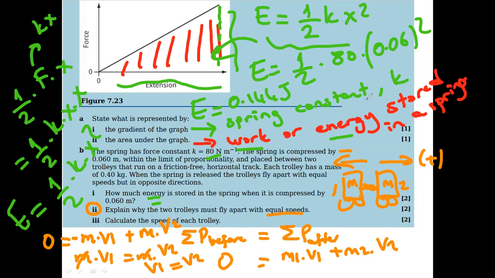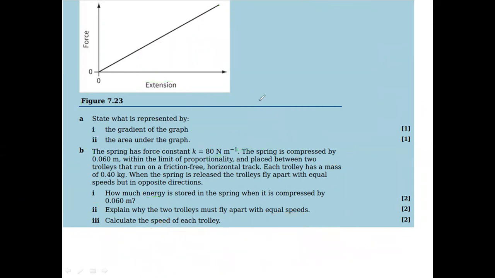Now we will do the last question. Let me clean everything, then do the last question. And what is the last question? The last question is: calculate the speed of each trolley. So how can we calculate the speed of each trolley?